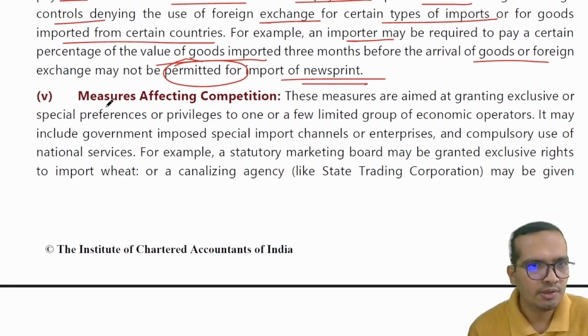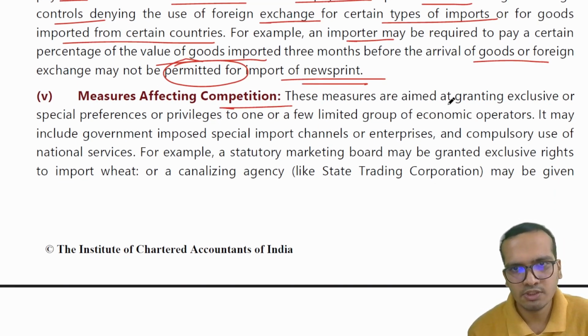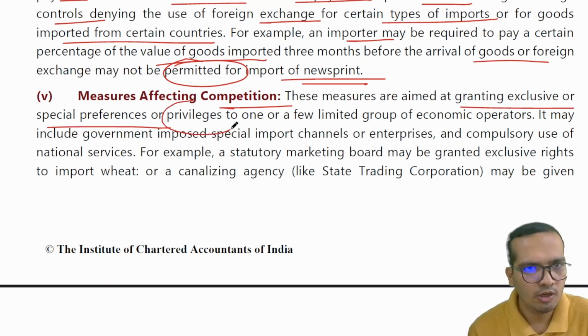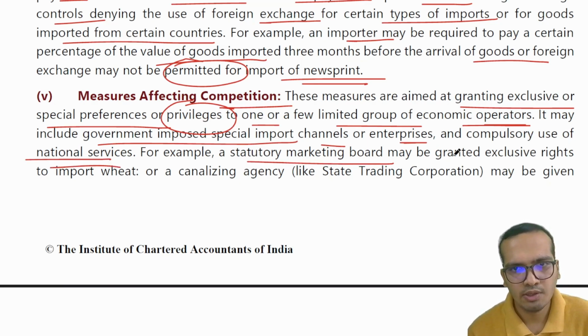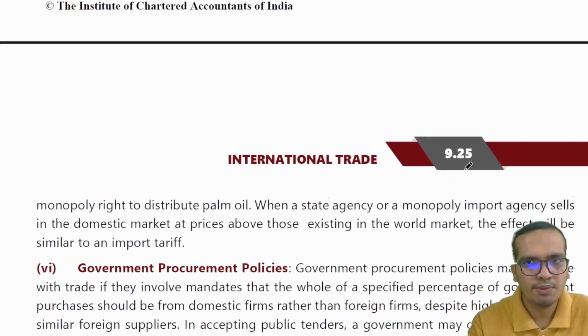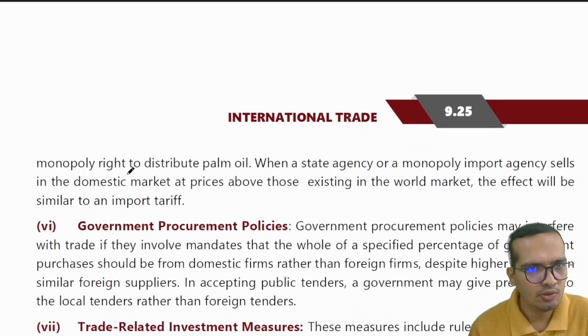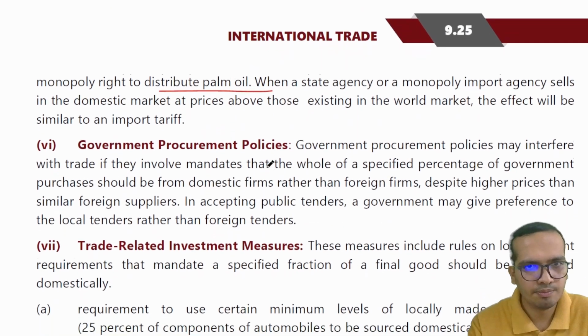Fifth, measures affecting competition. These measures are aimed at granting exclusive or special preference or privilege to one or a few limited groups of economic operators. It may include government imposed special import channels or enterprise and compulsory use of national service. For example, the statutory marketing board may be granted exclusive right to import wheat, or a canalizing agency like State Trading Corporation may be given monopoly right to distribute palm oil.